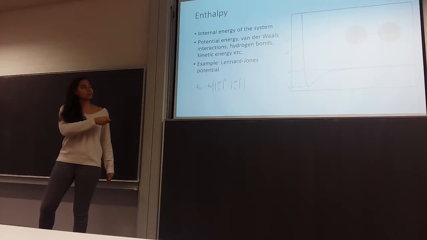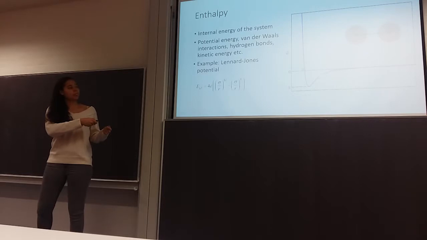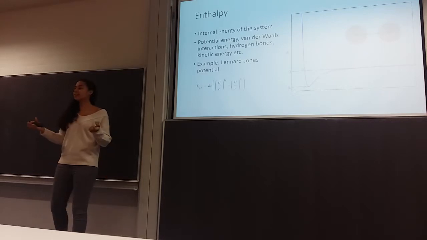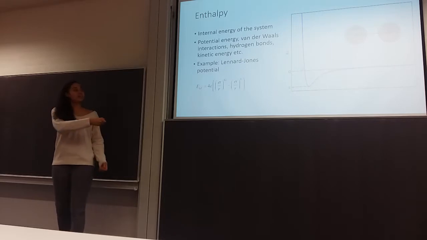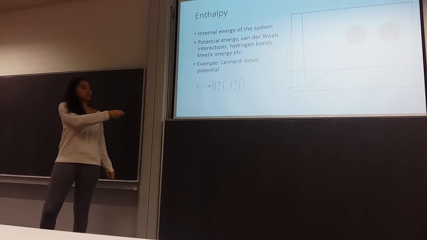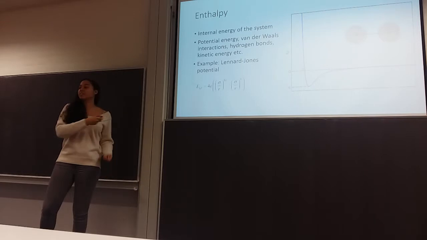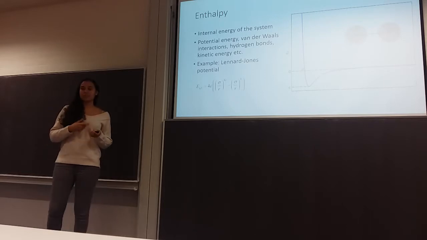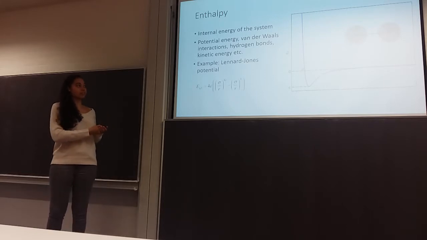So if you have the two atoms, if there's a very large distance, there's no energy between them because they can't feel each other. Then if they come closer, they are attracted to each other. But at some point, if you push them together too much, they will start to repel each other. And then you see here there's a kind of energy minimum where the atoms most likely want to be. So that's an example of what these energies can look like.